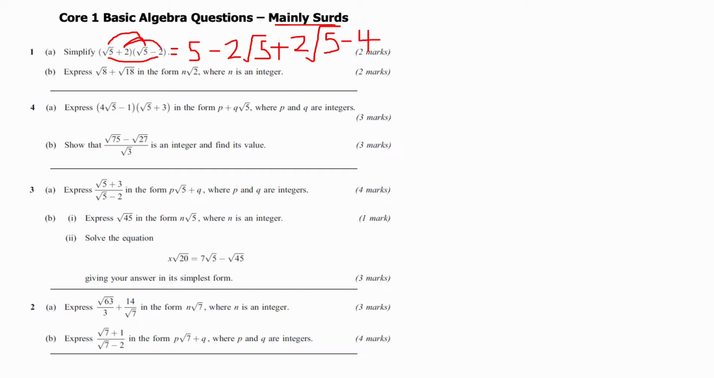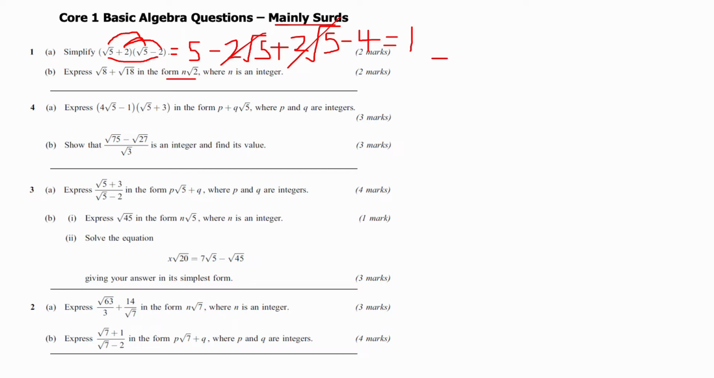is negative. So collecting like terms, they're going to cancel. 5 take away 4 is equal to 1. So this one's like a special case here. This one's expanding brackets involving the difference of two squares. Part B, express root 8 plus root 18 in the form n root 2, where n is an integer.